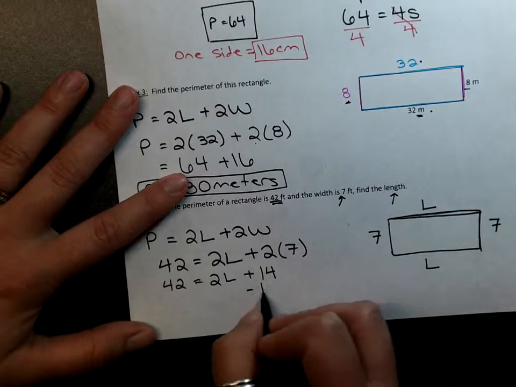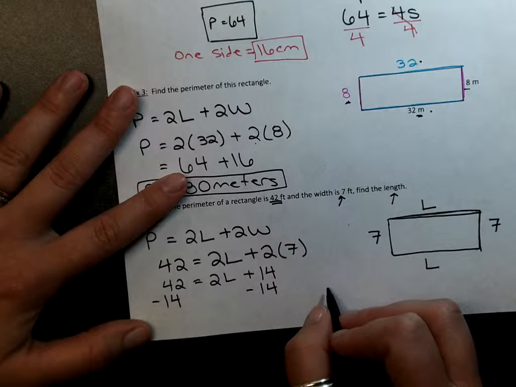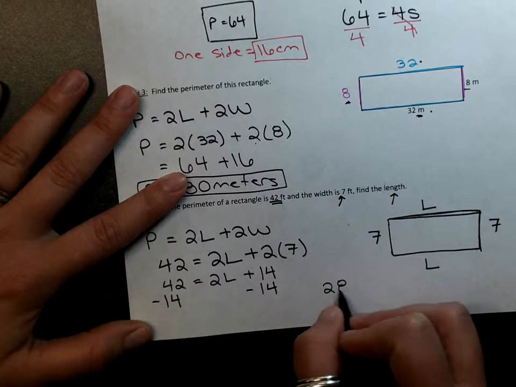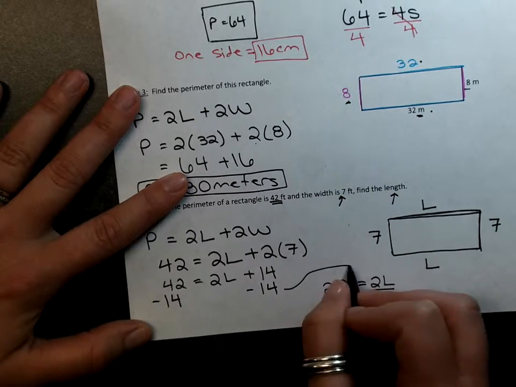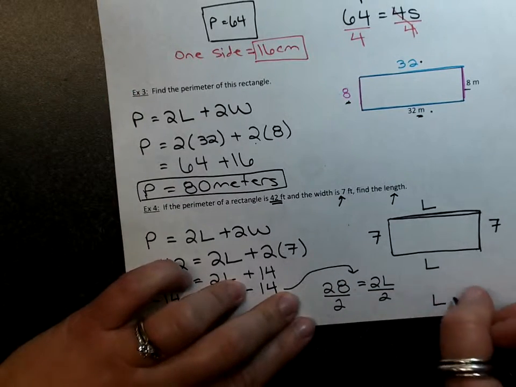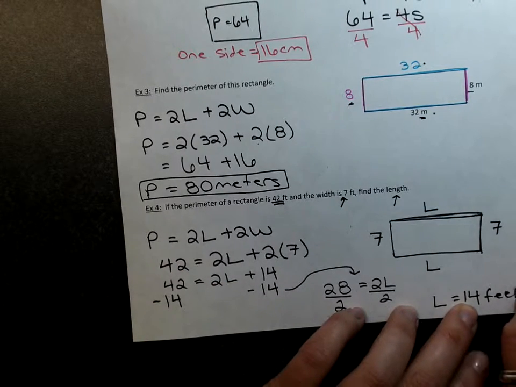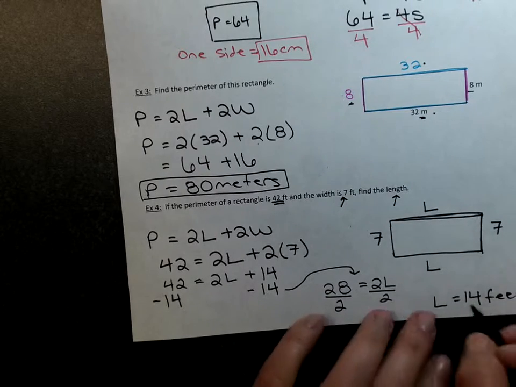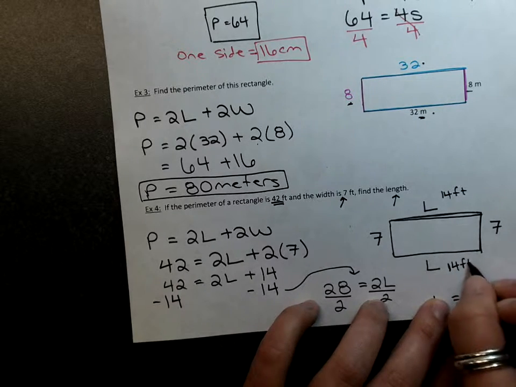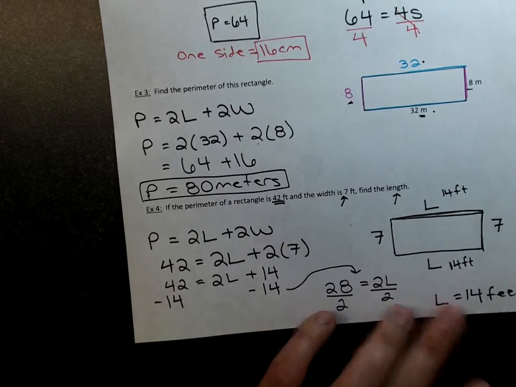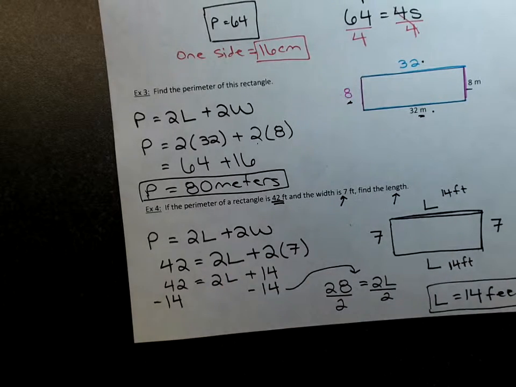And we're going to use our solving techniques from here. So 42 minus 14 is, I believe it's 28, equals 2L, divide by 2. So I went to here. The length is 14 and it's being measured in feet. So that means that the top is 14 feet and the bottom is 14 feet. And if you add those numbers up again, you should get 42. So our final answer for this one is 14 feet.